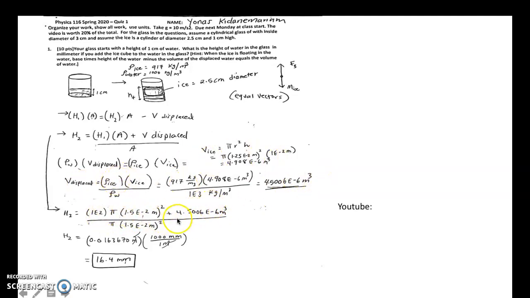When we calculate this out, I get 0.0163670 meters, but you wanted that in millimeters, so you just convert it to millimeters, and I get 16.4 millimeters as my answer. And yeah, that's it.